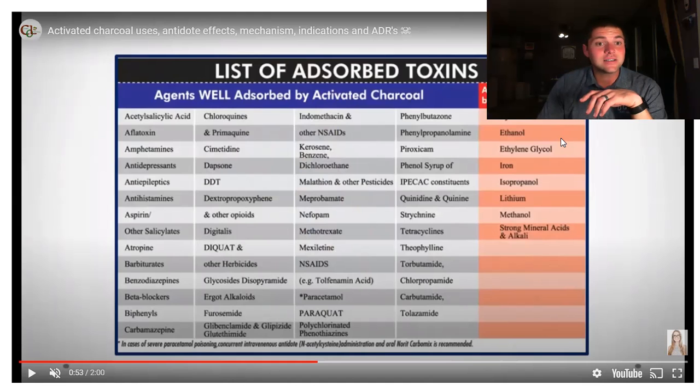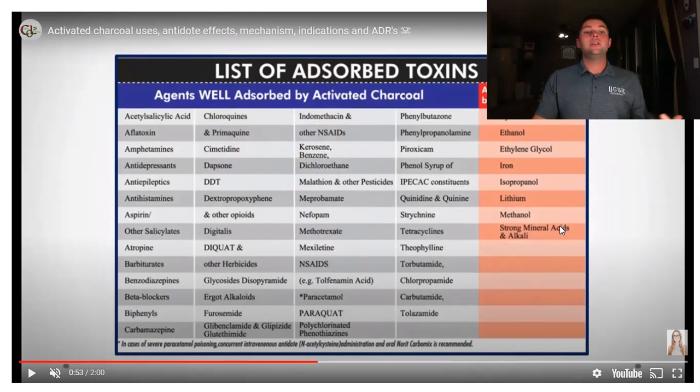Let's look at some of the things that it doesn't work on. Cyanide, it's an inhaled gas, right? It's not going to work. Ethanol, a liquid that is an alcohol, is not going to work. Ethylene glycol, alcohol, not going to work. Iron, heavy metal, not going to work. Isopropanol, I didn't know it didn't work on that. Lithium, heavy metal, not going to work. Methanol, liquid alcohol, not going to work. Strong mineral acids and alkali. So anything that's an acid, a base, a metal, or an alcohol, you're not going to give activated charcoal to. But any ingested pill otherwise, you probably can.